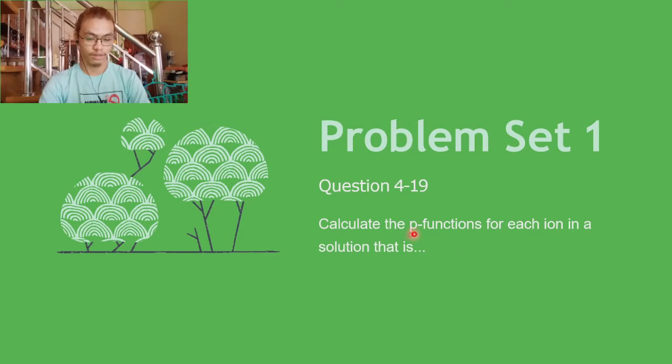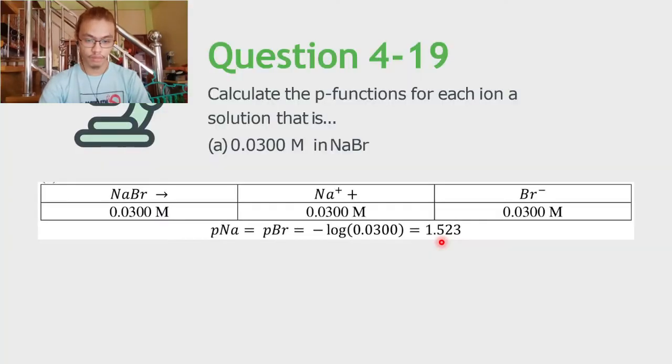So for problem set number 1, question 4-19, we are tasked to calculate the P functions for each ion in a solution that is first 0.300 molar in sodium bromide. The way I approach this question is first I tabulate the reaction to know the ratio of the concentrations of the products and the reactants. Then after knowing their concentrations, I can now solve for their P functions.